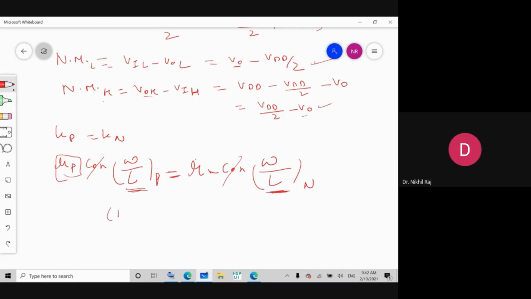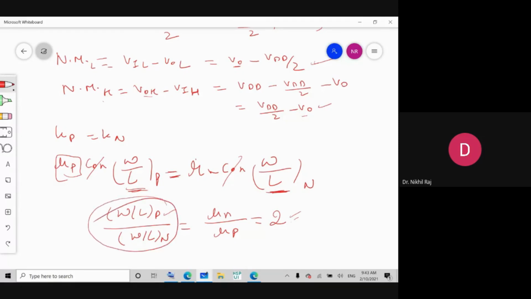So I can say W by L of P by W by L of N should be mapped in such a way that it satisfies the mu n by mu p relation. If, suppose, the mobility of electron is twice, so it will be 2. So whatever the dimension of NMOS we keep, we will keep twice that dimension for PMOS, so that we can get somewhat symmetric nature. So this is in the user's hand, the W by L ratio.